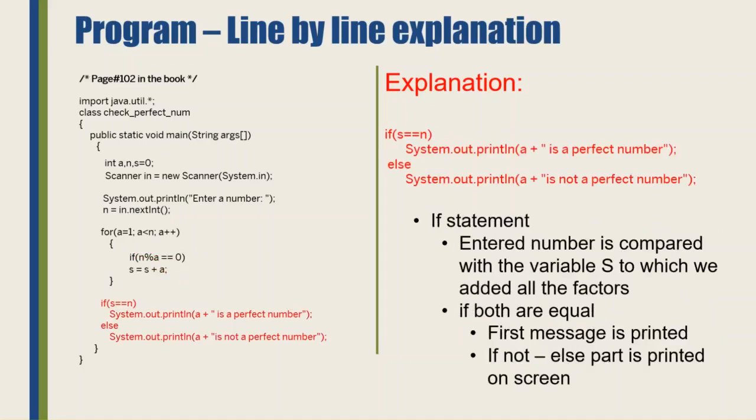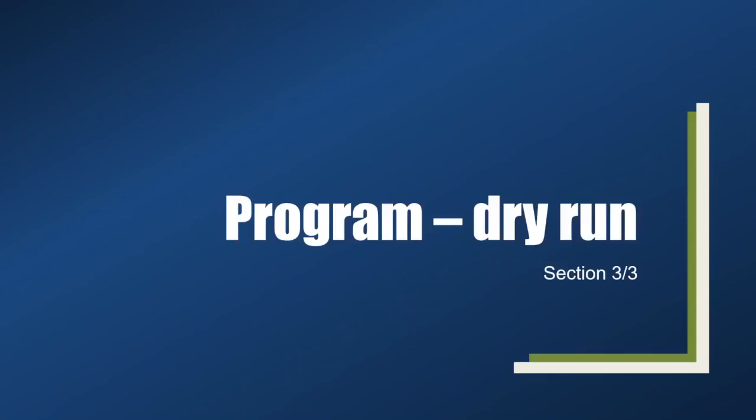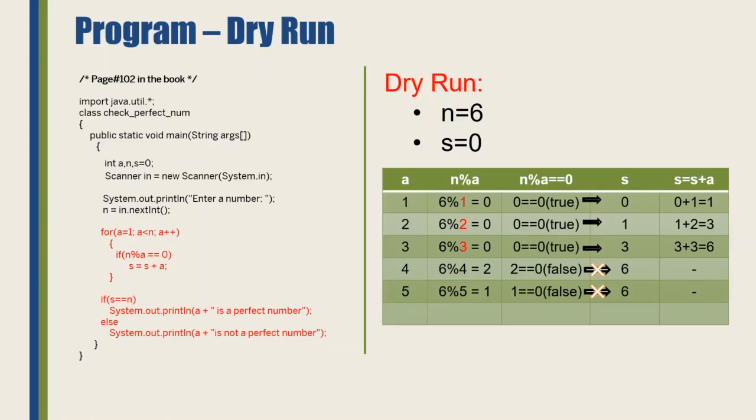Moving on, we have one more if condition outside the for loop where the entered number is compared with variable s. If both are equal, the first message is printed. If not, the else part is printed. Now, as we have completed the line by line explanation, let's move to the dry run part. In this screen, we have two sections. The left side is the program and the right side is the dry run.